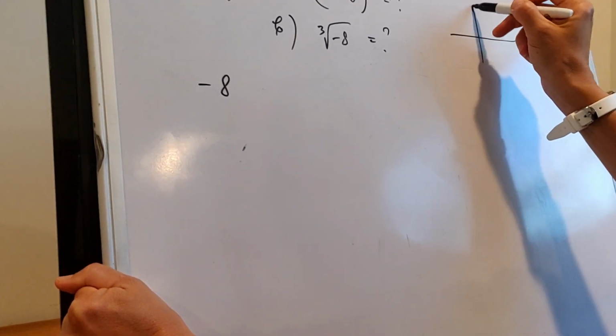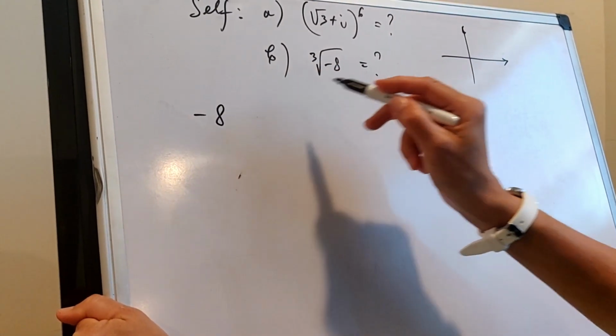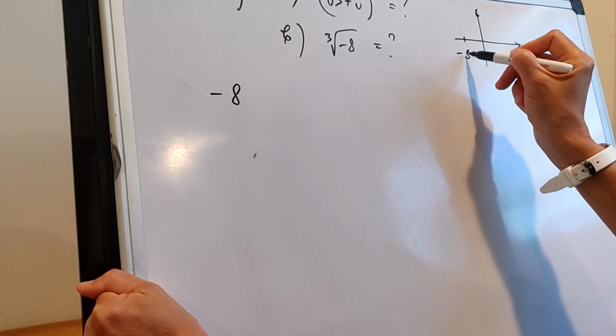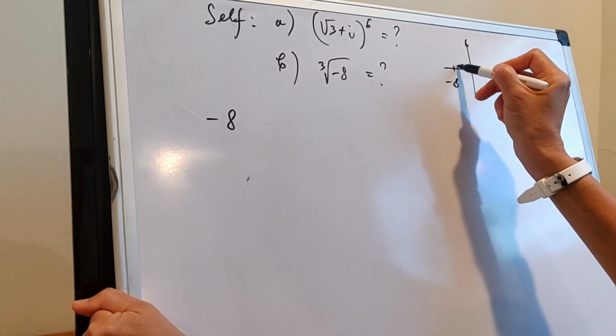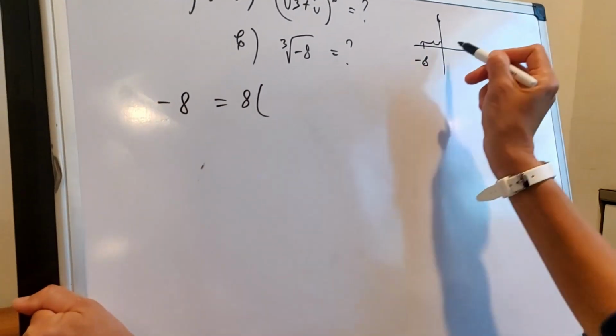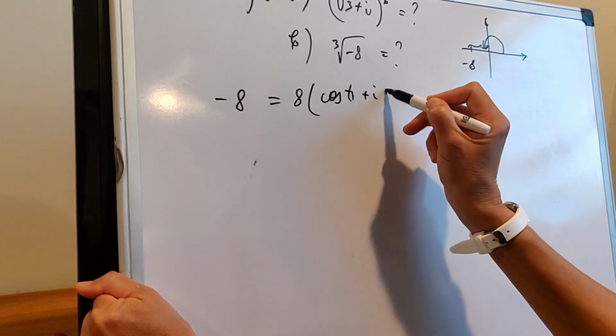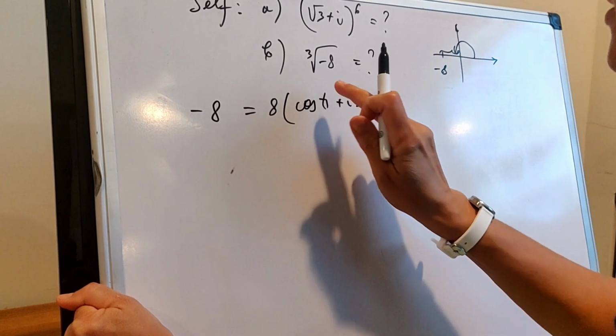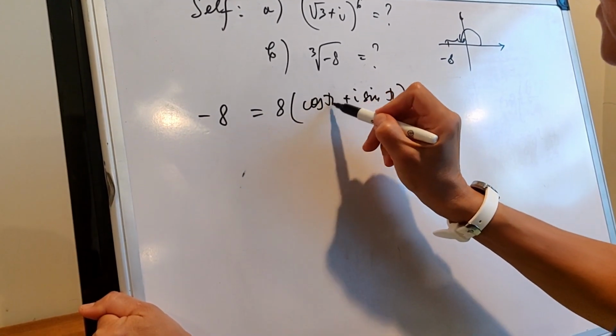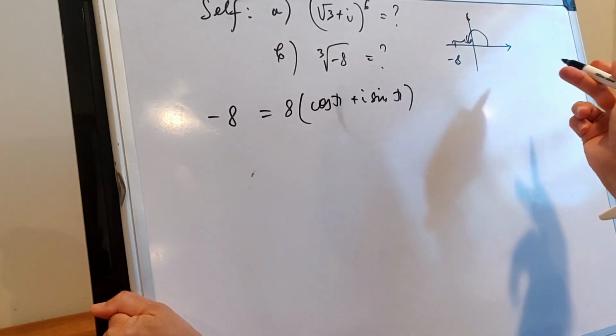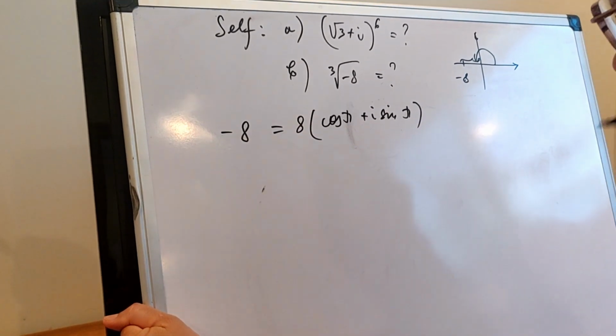Well, again, when you convert something to polar form and you see something simple like negative 8, that's a real number, right? It sits on the x-axis. You know the distance here is going to be 8 and the angle here is going to be pi. So I'm going to use cosine of pi plus i sine of pi. I'm cheating a little bit, but if you see this, it's not really too bad. No one is going to complain.